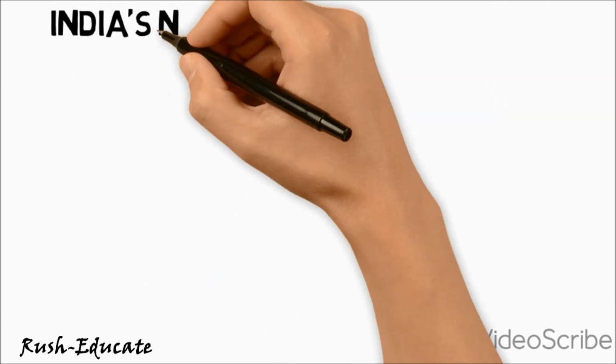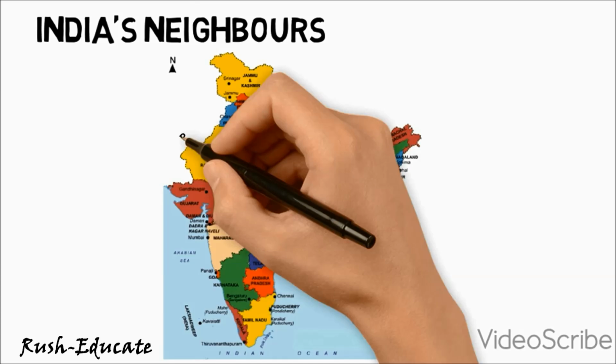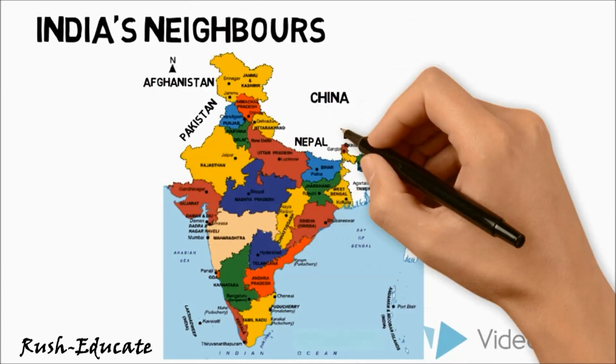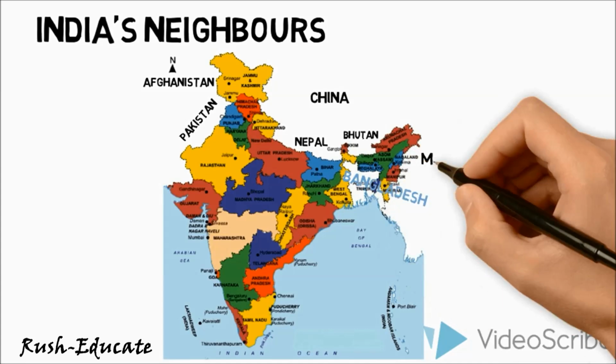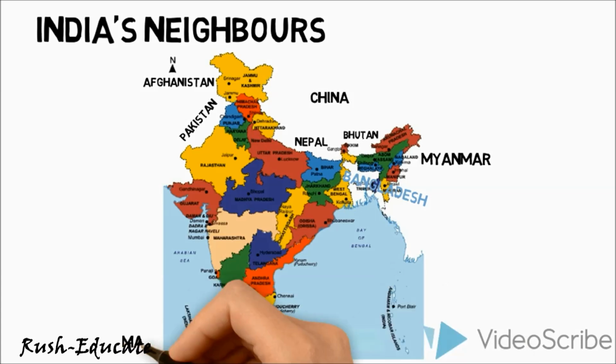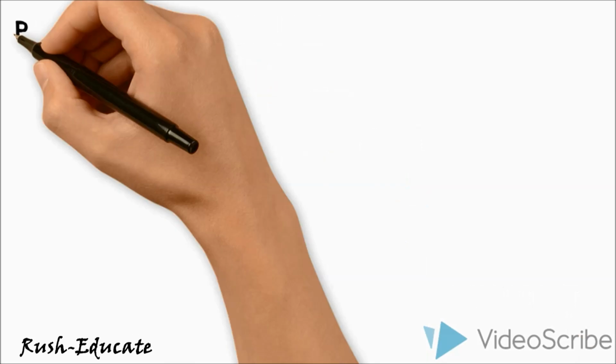There are 7 countries that share land boundaries with India. These are Pakistan, Afghanistan, China, Nepal, Bhutan, Bangladesh, and Myanmar. Across the sea to the south lie our island neighbors, Sri Lanka and Maldives. Sri Lanka is separated from India by the Pak Strait.